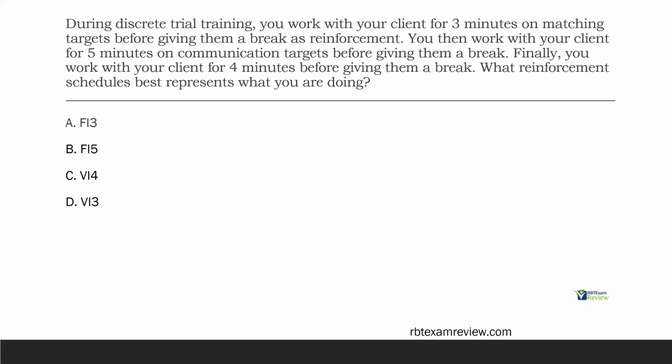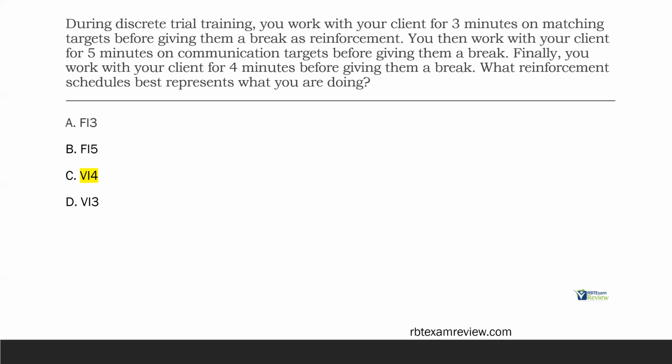How are you going to find the average? Well, you're going to add up your minutes. So you're going to take 3 plus 5 plus 4. It's going to give you 12. And then you divide that by the total amount of breaks, which is 3, and you get 4. So on average, you provided reinforcement every 4 minutes. And that is what a VI schedule means. On average, I provide reinforcement every so-and-so minutes.